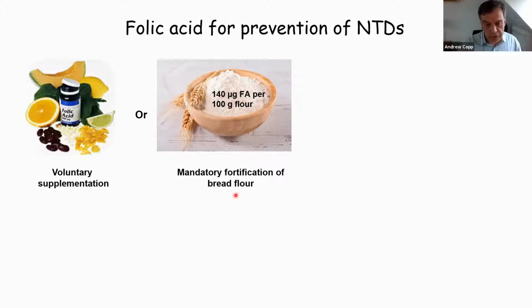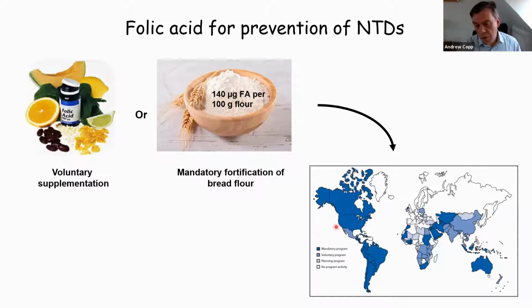Or the situations such as you have in the United States, where there's mandatory fortification of bread flour. And that's now been going for more than 20 years in the United States. So the whole of the Americas have adopted fortification, as has Australia and South Africa and some countries in the Middle East. But the whole of Europe has decided not to do that. Fortification delivers about 100 micrograms of folic acid per day, which is about a quarter of the recommended daily allowance. So it's not a large amount, but it's been shown to increase the folate status of everyone in the population.